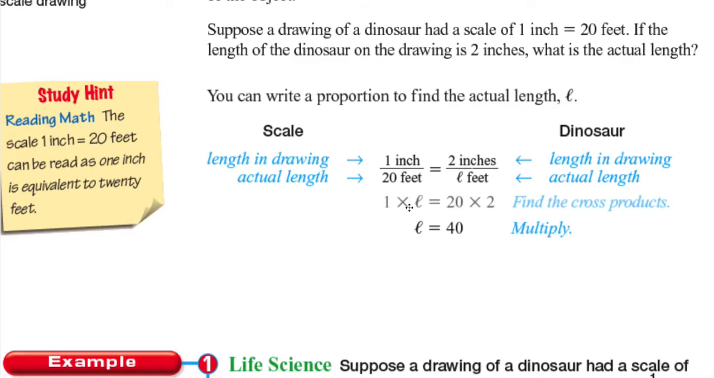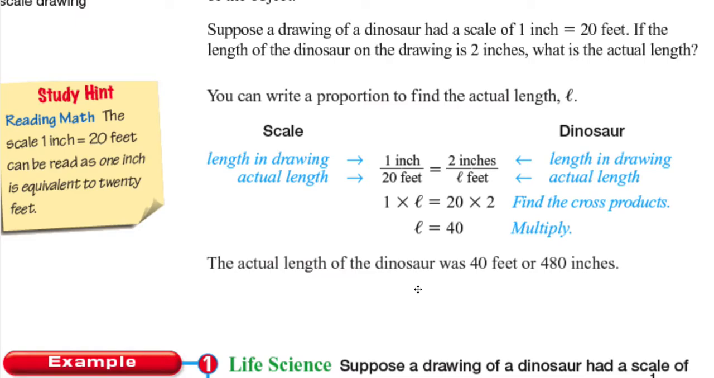So 1 times L is equal to 2 times 20, and therefore L equals 40. That means that the actual length of the dinosaur was 40 feet, or 480 inches if you want to convert this into inches.